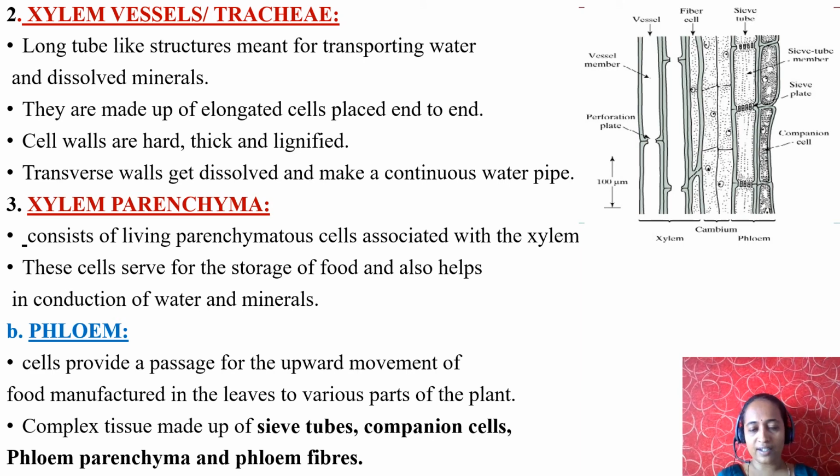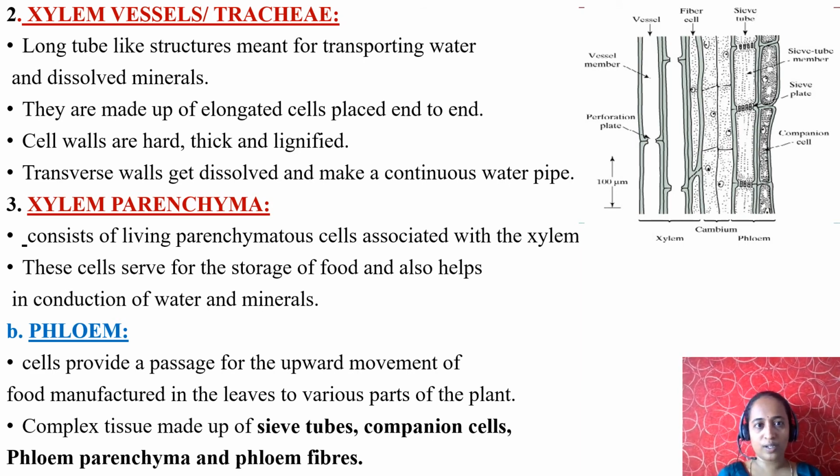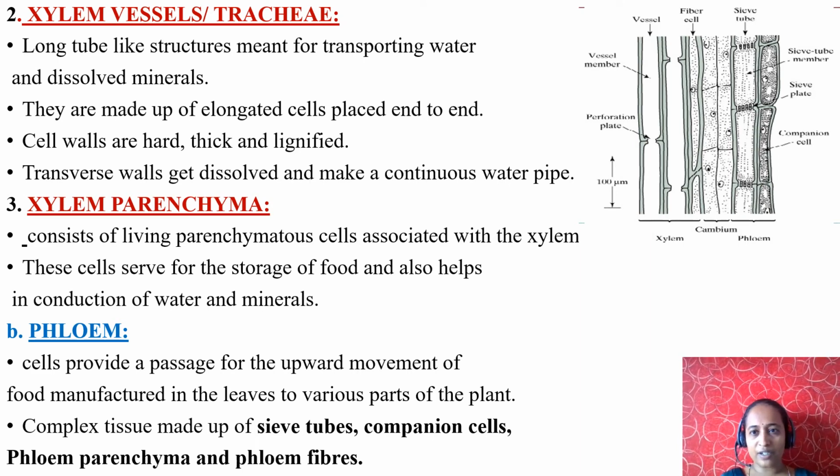What is lignin? It is one of the complex sugars. Here, it possesses transverse walls which get dissolved and make a continuous water pipe. Can you see the picture, the vessel? Yes, on the left hand side, the first picture indicates a vessel, just like a drainage pipe. The cells are arranged one above the other. The transverse walls get dissolved and conduct water from roots to upper parts of a tree.